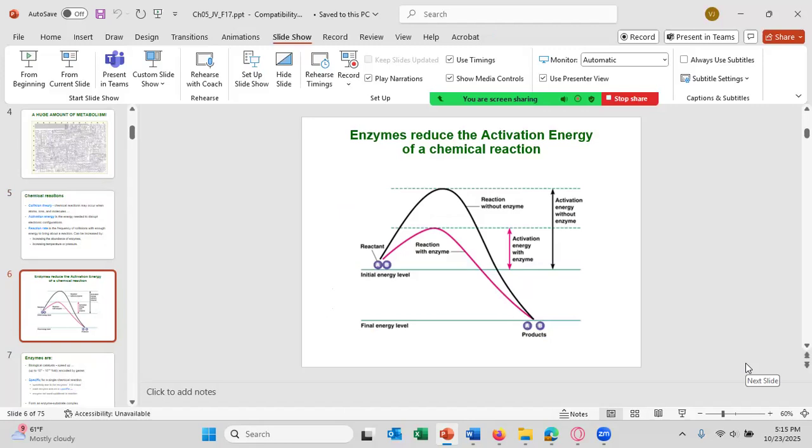All right, here you're seeing a chemical reaction. Let me blow this up.